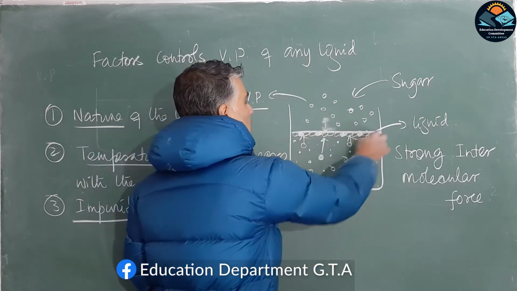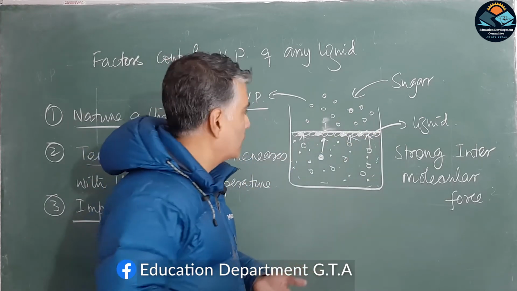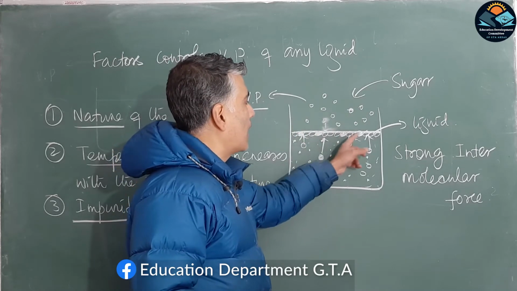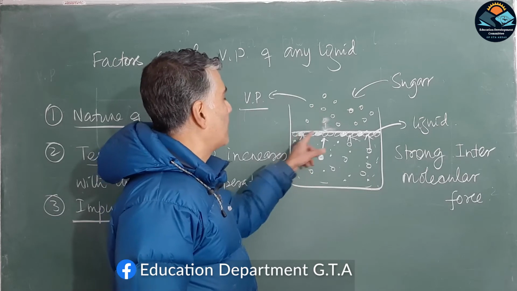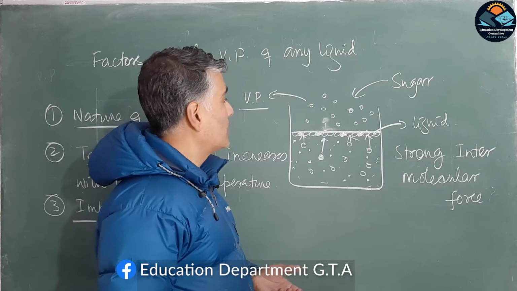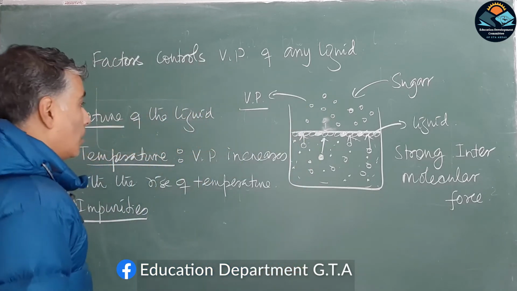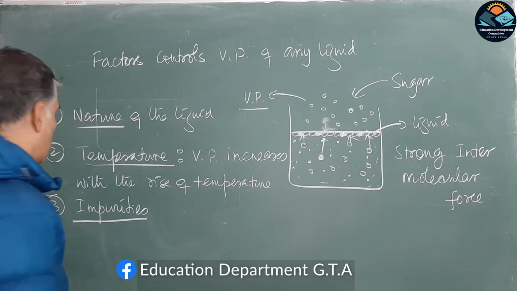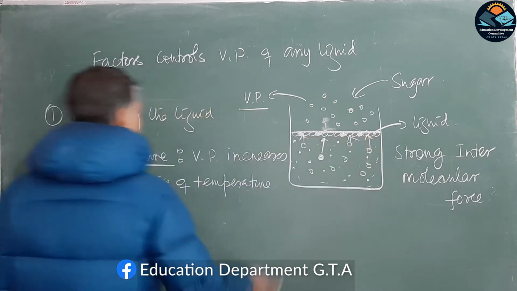Earlier, all of these molecules were liquid molecules, so their number was high, and because of that they could form more vapor. But now after adding impurity, some of the sites are replaced by impurity particles like sugar particles, and because of that we have fewer liquid molecules on the surface. And when the number of liquid molecules on the surface is less, they tend to form less vapor. So what happens to the vapor pressure on adding impurity, or when you convert a pure liquid into a solution? Vapor pressure always decreases because you'll have fewer molecules on the surface to evaporate.